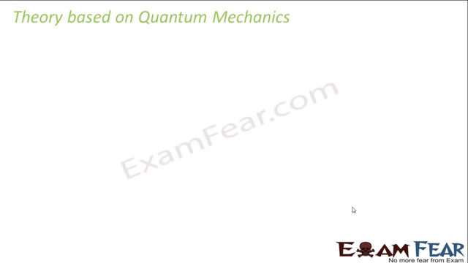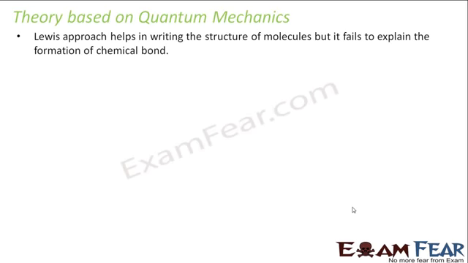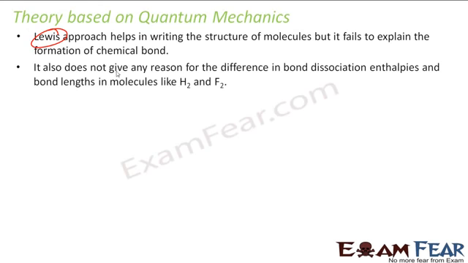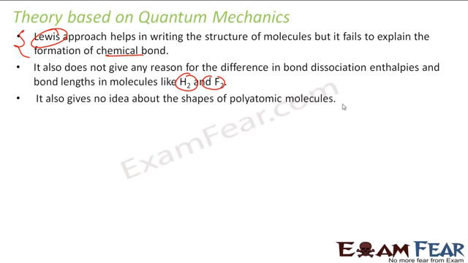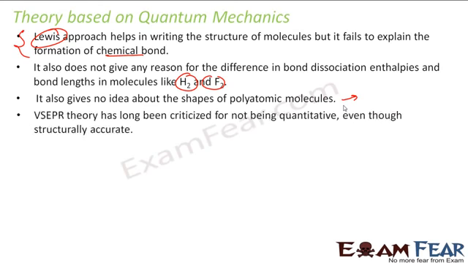Let's now discuss the theories based on quantum mechanics. We have seen the other approach we had was the Lewis theory and the VSEPR theory. It helped in writing the structure of the molecules, but it failed to explain the formation of chemical bond, why the bond forms. It doesn't give any reason why H2 and F2 have different bond enthalpies. It also doesn't talk much about the shape of the polyatomic molecules.